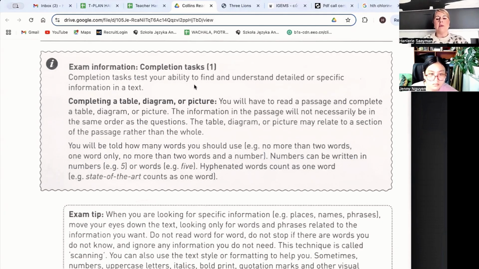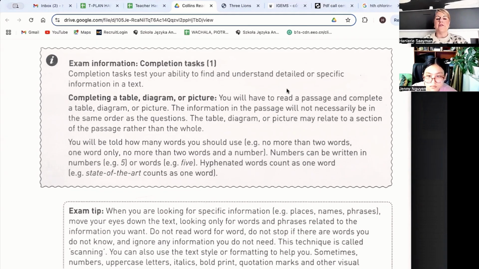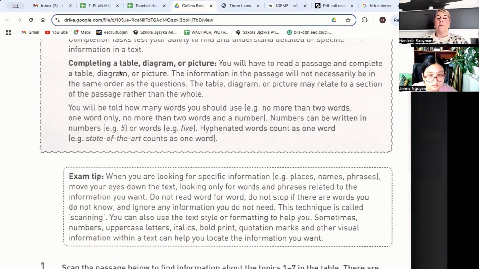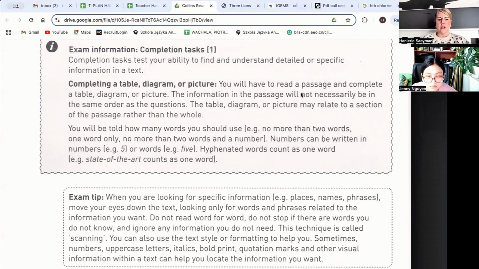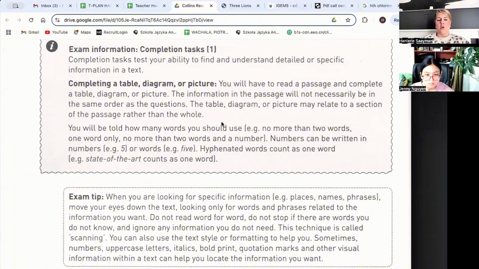The completion task tests your ability to find and understand detail or specific information in a text, by completing a table, a diagram, or a picture. You will have to read a passage and complete the table, diagram, or picture. The information in the passage will not necessarily be in the same order as the questions. The table, diagram, or picture may relate to a section of the passage rather than the whole. You will be told how many words you should use. Example, no more than 2 words.